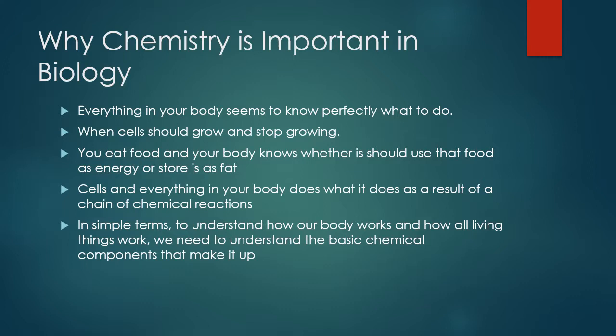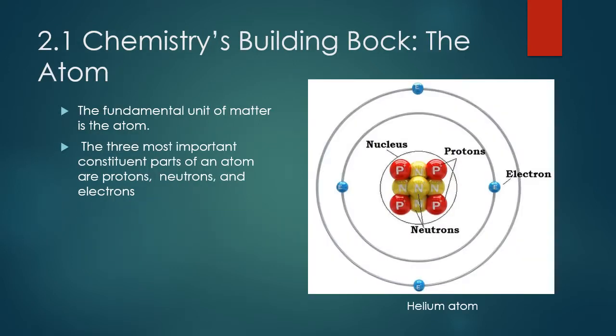In simple terms, if you take anything away, to understand how our body works and how all living things work, we need to understand the basic chemical components that make it up. So we need to understand what our body is made of, or what other living things are made of, in order to understand how they work. So next we'll dive a little bit deeper into chemistry and start talking about the things in chemistry that are important for us to know in biology.